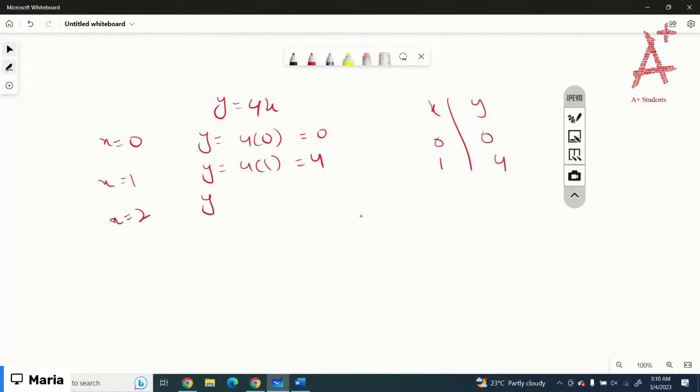When x equals 2, y equals 4 times 2, and 4 times 2 is 8. That means when x is 2, y is 8. Just match these values 0, 0, 1, 4, 2, 8 to the graph.